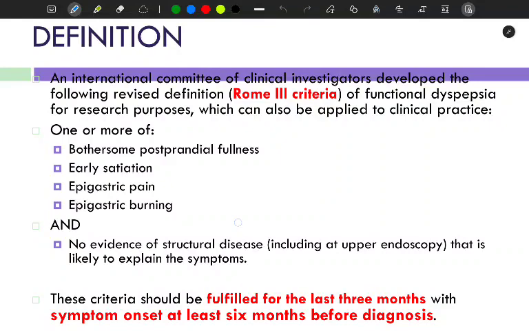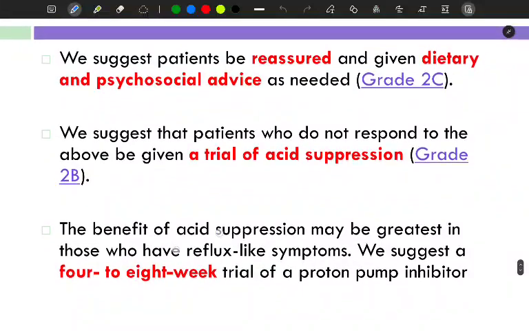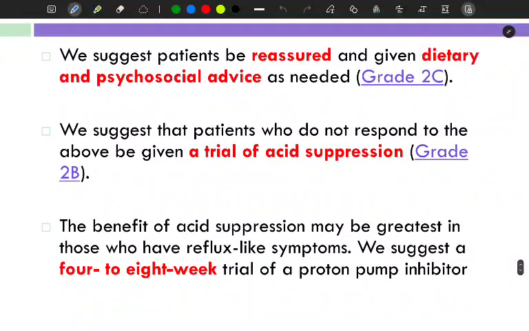Often the treatment is reassurance and dietary and psychological advice. Patients who do not respond to that would be offered a trial of acid suppressant. Next.